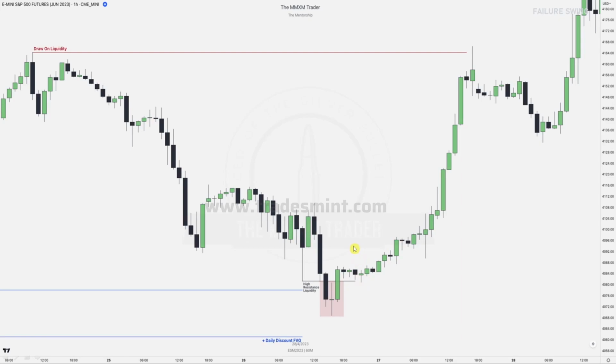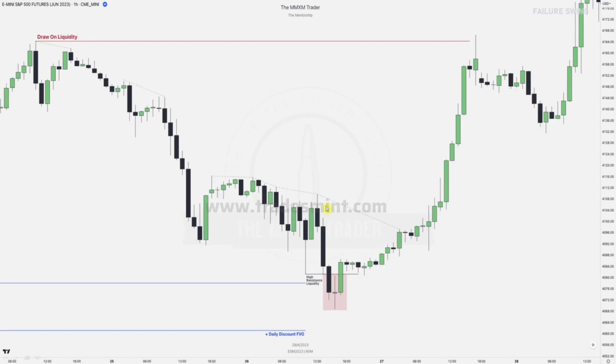Now notice, where are the failure swings? Right, we've got all these failure swings up here, which is low resistance liquidity. Now also notice how this is still in discount levels, right? Because the premium is about around here and we want to move up into that draw on liquidity, which is up here, and then target all that low resistance liquidity, all those failure swings up here, and then eventually up here on a draw on liquidity.